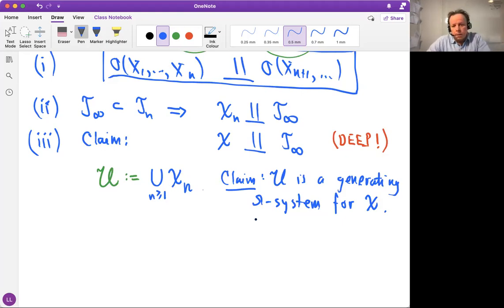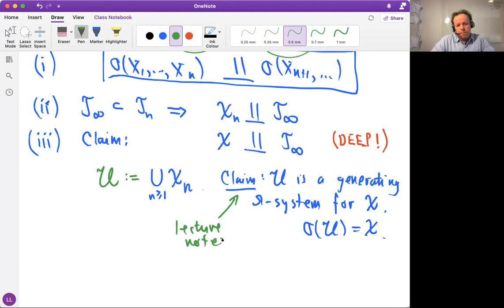Well, it is easy. The less easy part is to check that U really generates X. So we claim that U is generating X. That's a little bit complicated, but maybe it's well explained in the lecture notes. So for this one, I will refer to the lecture notes because we have a finite amount of time, and you are well able to read. It's very well written. So that's kind of the technical part here.